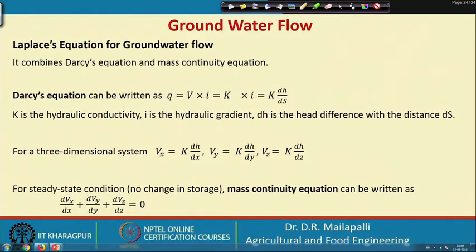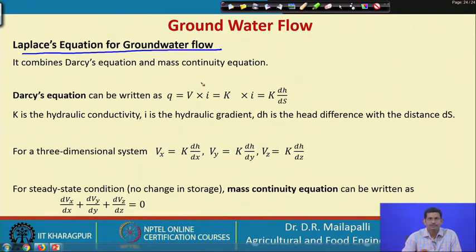This is an entirely different kind of flow compared to open channel flow, because open channel flow is the complete fluid without any interference from soil particles. That means it is not a porous flow, or flow through porous media. Flow through porous media is very slow, and the Laplace equation is the basic principle used for groundwater flow. So, let us see how this is derived.